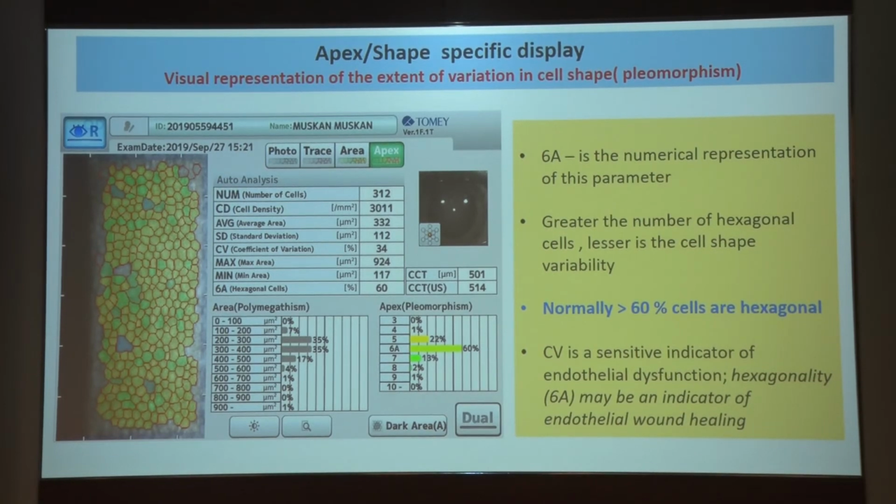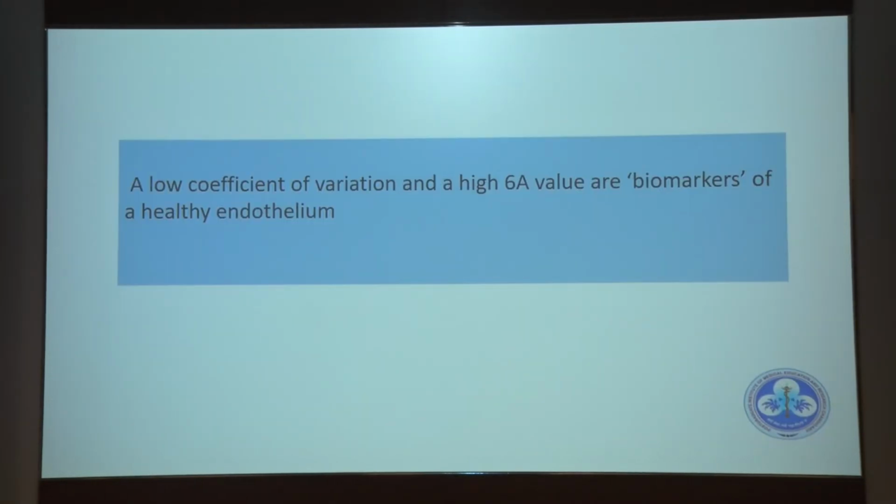CV is a sensitive indicator of endothelial dysfunction. If you have a very high CV, it shows you that the endothelium is a little dysfunctional. Hexagonality, on the other hand, is more of an indicator of endothelial repair. So it's been shown that if you have different shaped cells, that doesn't necessarily correlate with a badly functioning endothelium. But like I mentioned, the more the cells migrate, the more the shape will change. So you could say that a low coefficient of variation and a high 6A value are biomarkers of a healthy endothelium per se.